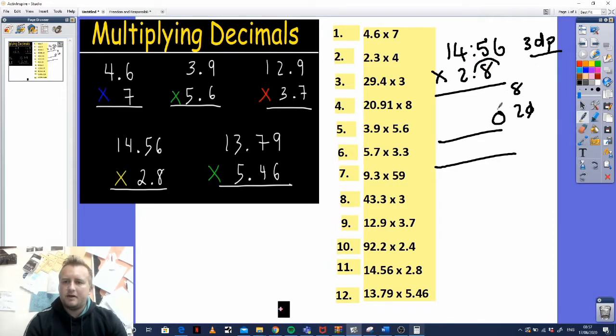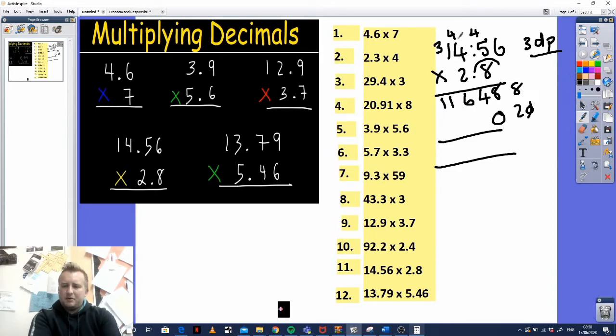All right, then I get going. 6 times 8, because I'm going to multiply by 8, is 48. 8 times 5 is 40 plus 4 is 44. 8 times 4 is 32 plus 4 is 36. And then 8 times, got to put the 3 there. 8 times 1 is 8 plus 3 is 11.